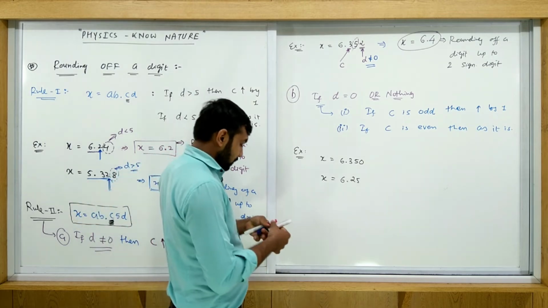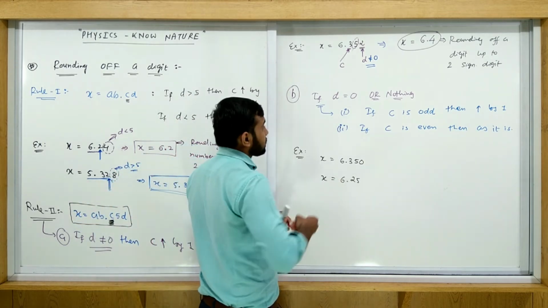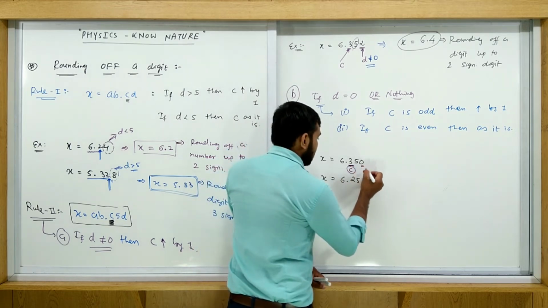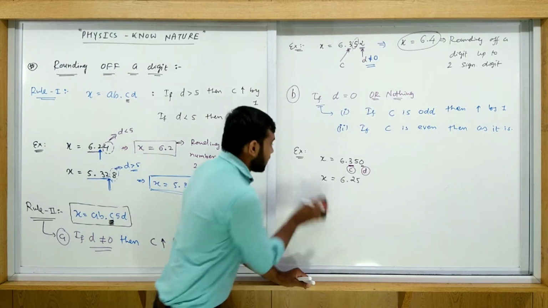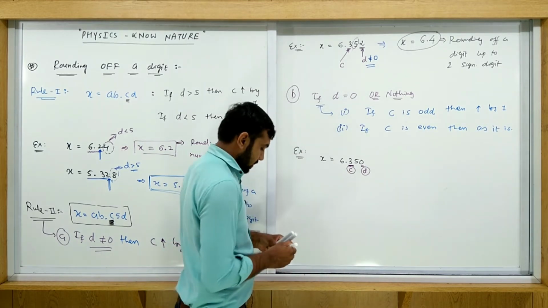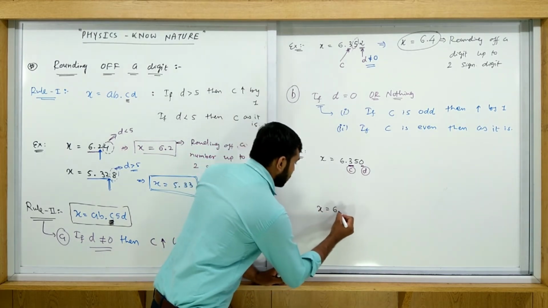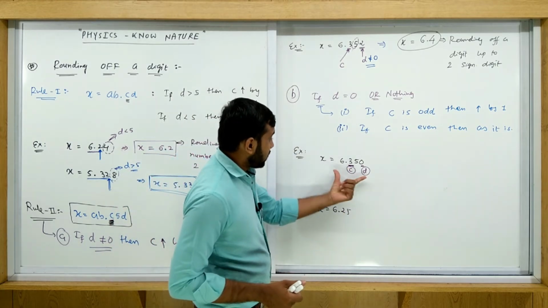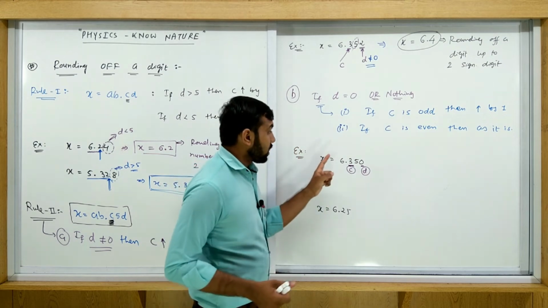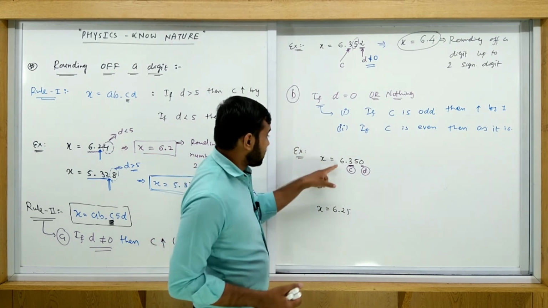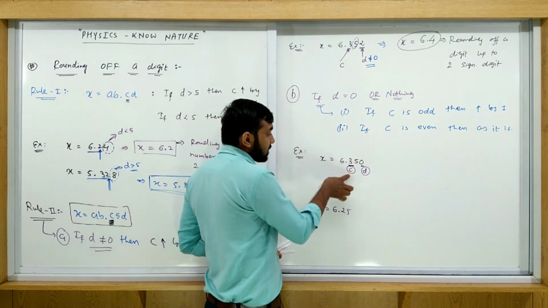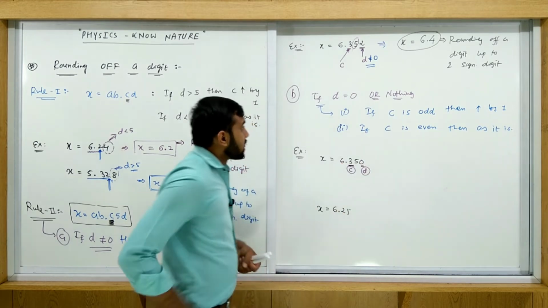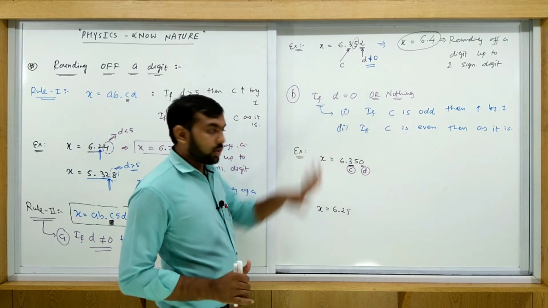So here what is C? This one is the C, and this is the D. Let's write this example somewhere here: x is equal to 6.25. Okay, so again 6 point, how many significant digits? 4. We round off this up to 2 significant digits, 6.350. Here 3 is the C and 0 is the D, so D is equal to 0.